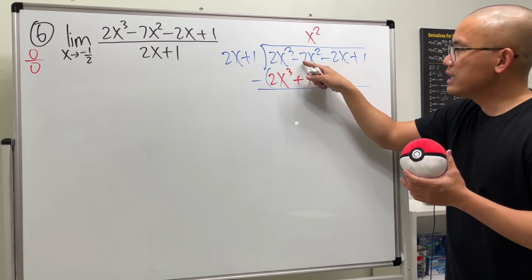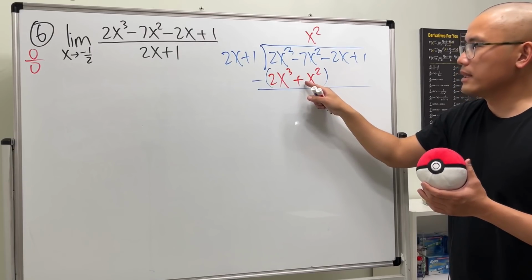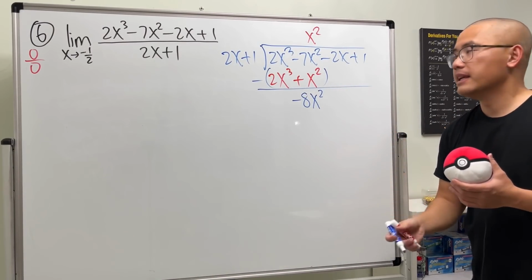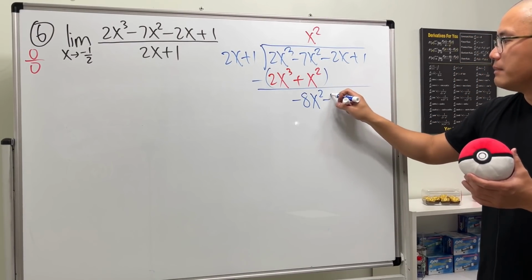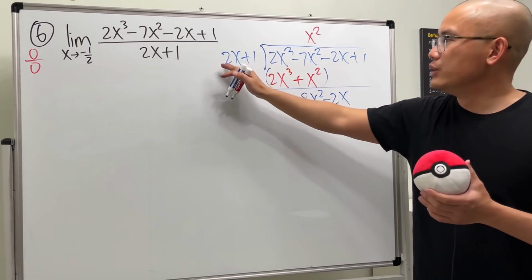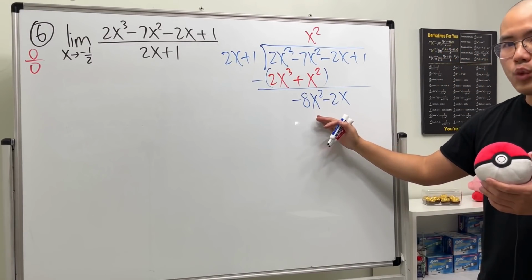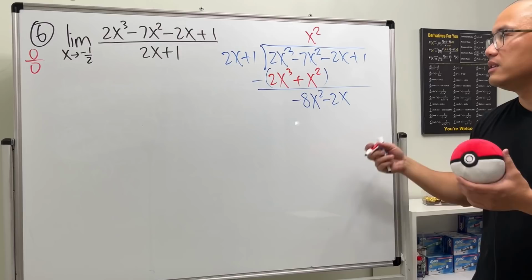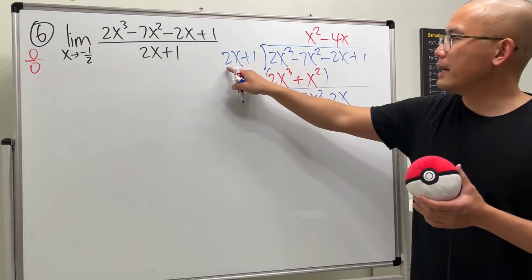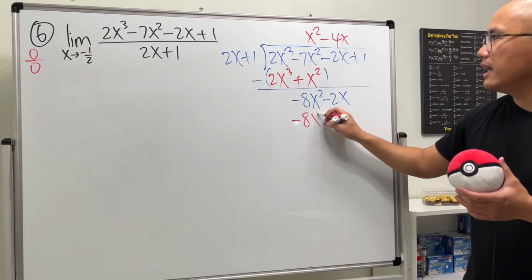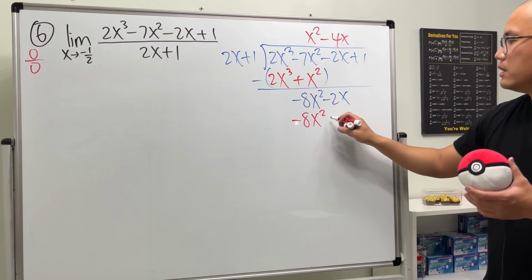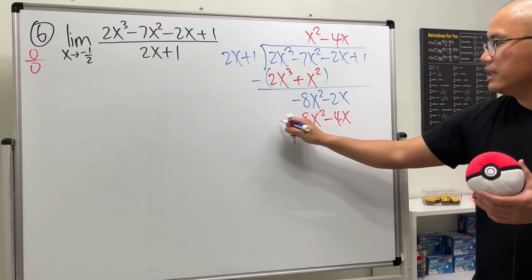Next, this is negative 7 minus 1. So we have negative 8. And then this is the x squared term. And then we bring this down, so we have minus 2x. What's next? What times 2x will give us negative 8x squared, and the answer for that is negative 4x. Take this, multiply by 2x, we get negative 8x squared. And then we take negative 4x times 1 is negative 4x. And again, we subtract.